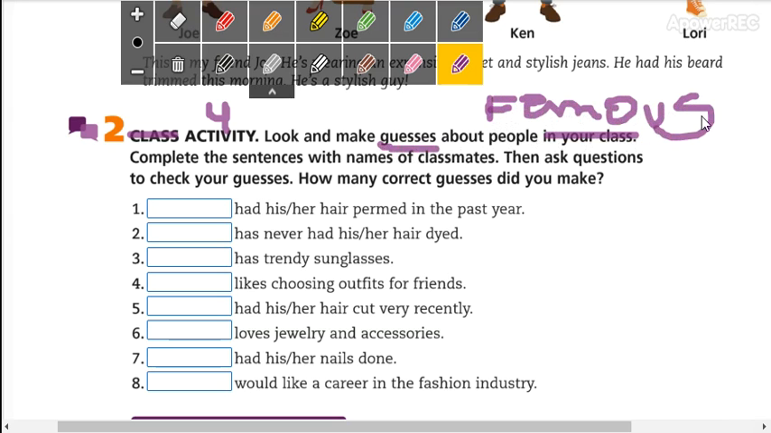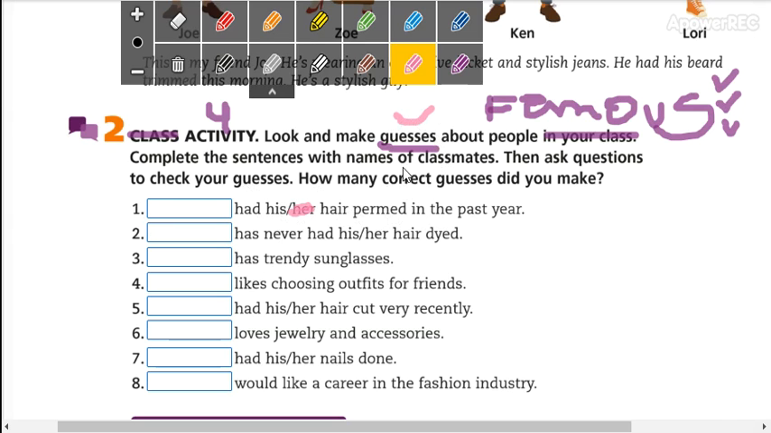Famous people. Could be singers, actors, or artists. So you write your guesses. Complete these sentences with your guesses. For example, you can say Will Smith had his or her, sería his. Entonces tacho el her. Had his hair permed in the past year. So this is my guess.